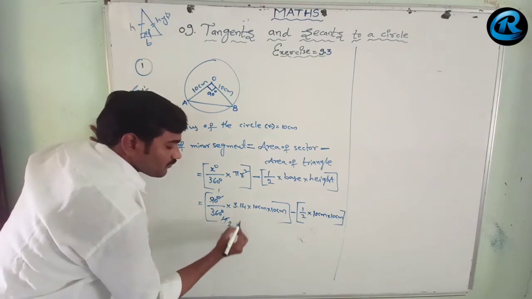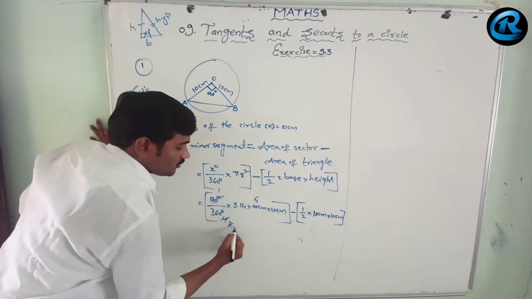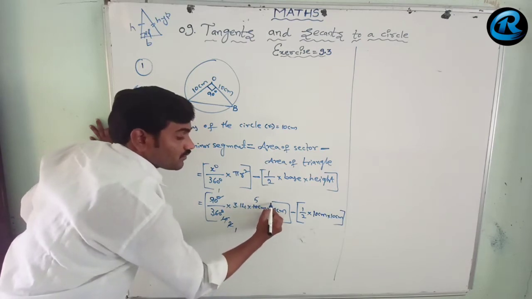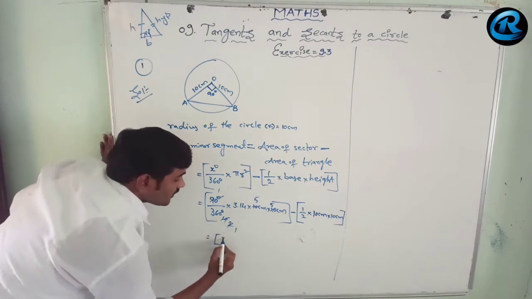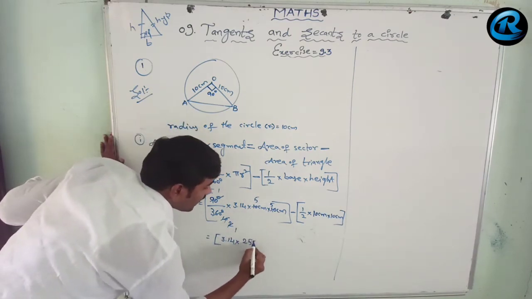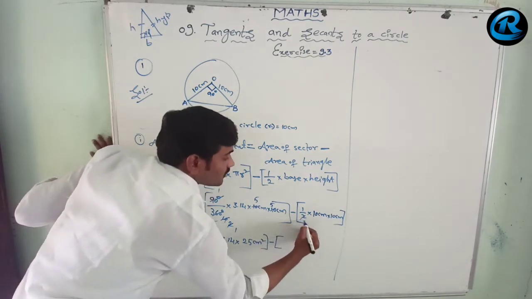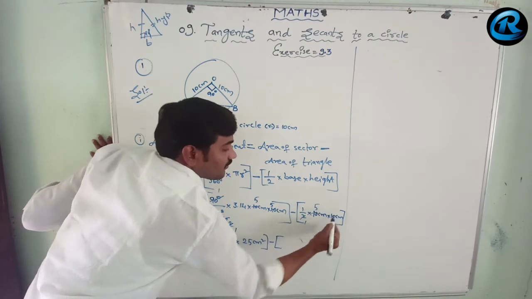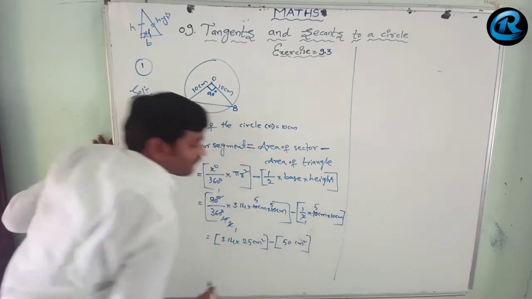Here 2 4s are 8, 2 5s are 10, 2 1s are 2, 2 5s are 10. So here it means 3.14 into 5 into 5, 25 centimeter into centimeter square, minus 2 1s are 2, 2 5s are 10, 5 into 10, 50 centimeter square.